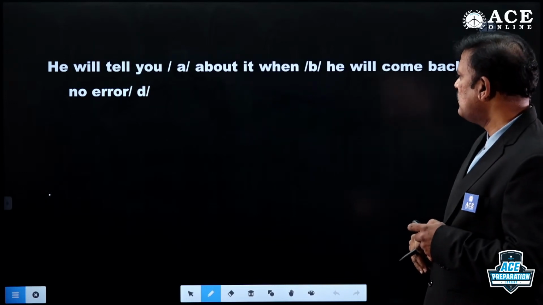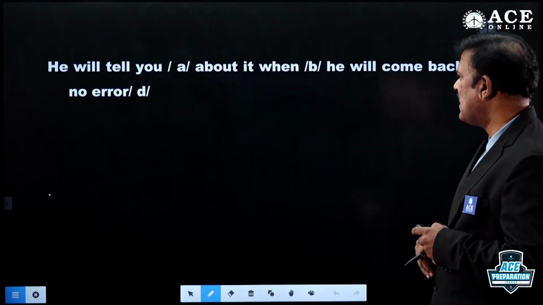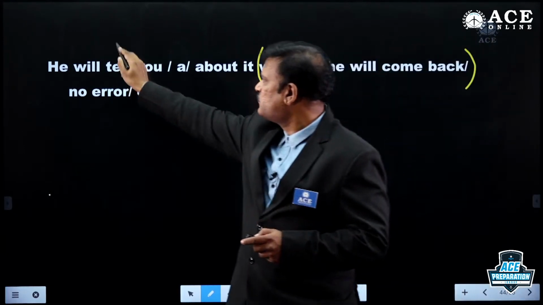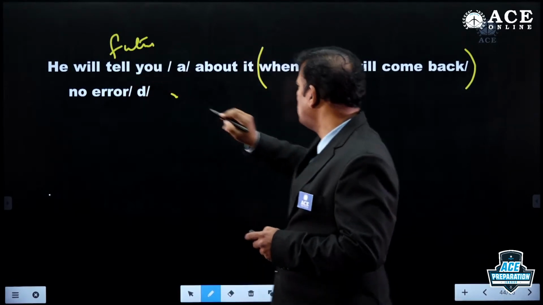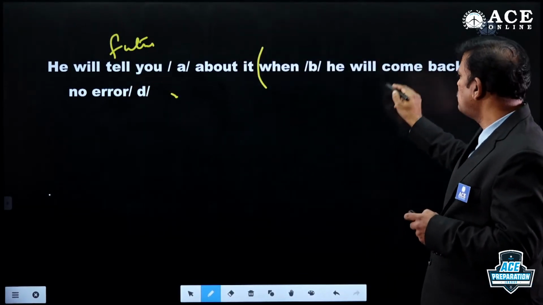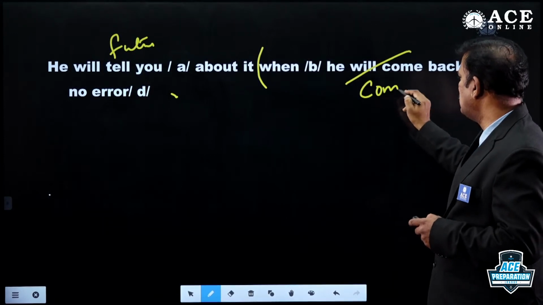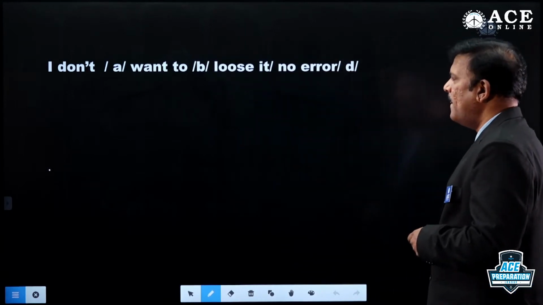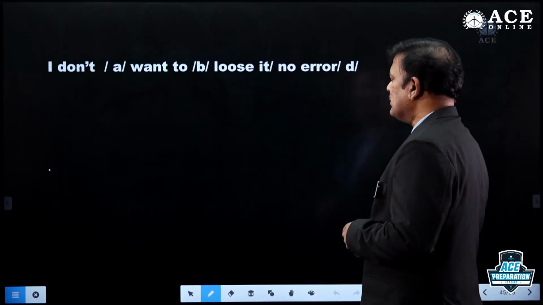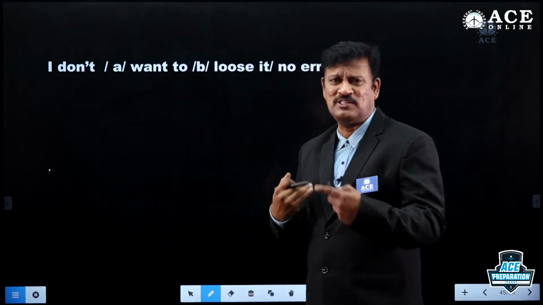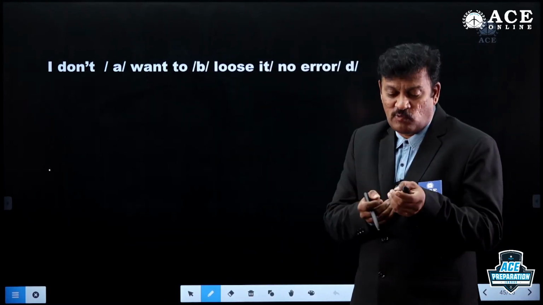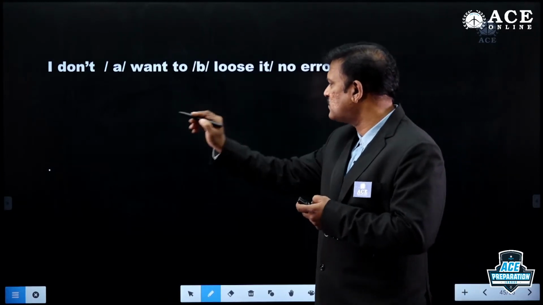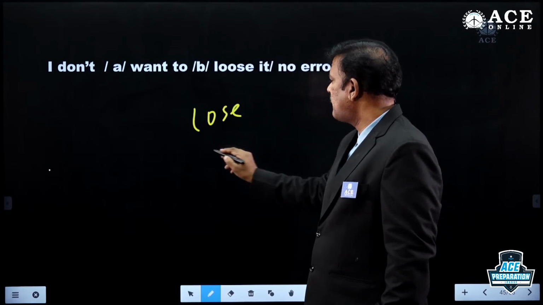Look at this one. He will tell you about it when he will come back. When he will come back. This is future, so the time should also be in future. If I want to give the time in future, obviously it should be in present form. I don't want to lose it. Very frequently we use it. Especially in a WhatsApp message, I see so many students, they send messages sometimes if they have to use this. That's the problem.